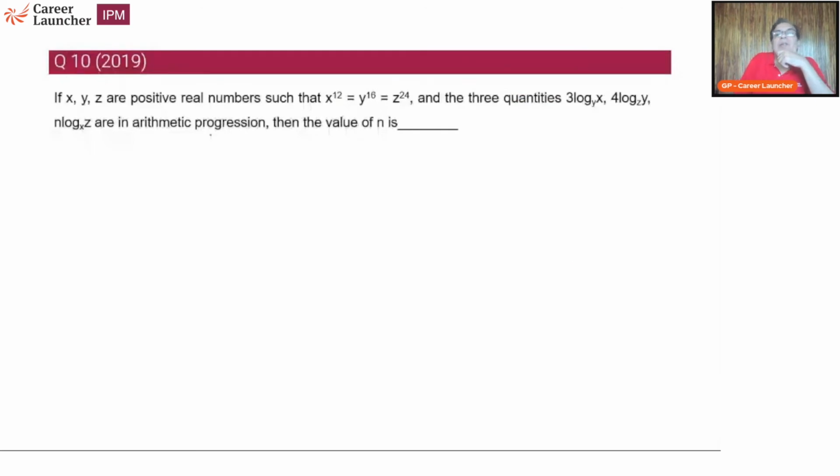X, Y, Z are positive real numbers, so that x to the power 12 equals y to the power 16 equals z to the power 24. The 3 quantities are in arithmetic progression. You know, if three terms A, B, C are in arithmetic progression, then the middle term is the average of the first and the third term, or the middle term is twice the... the sum of the first and third term is twice the middle term. Can be solved. Convert everything to a common base, and you can get the answer. So it will take you how much time? Maybe 2 minutes. Okay, 3 minutes, 4 minutes, not an issue at all.